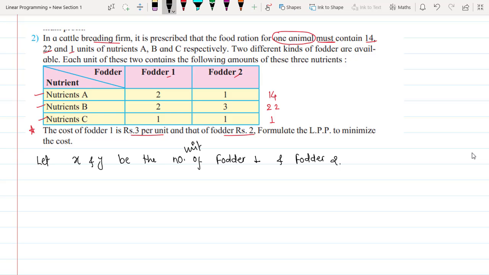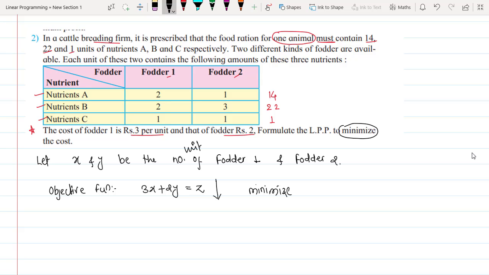Now see here, from that you will get the objective function. I will get 3x plus 2y equals z, and your objective is to minimize this cost. This is the cost and my objective is to minimize. So this becomes my objective function: 3x plus 2y equals z, and I want to minimize this as much as I can with the help of these different combinations.